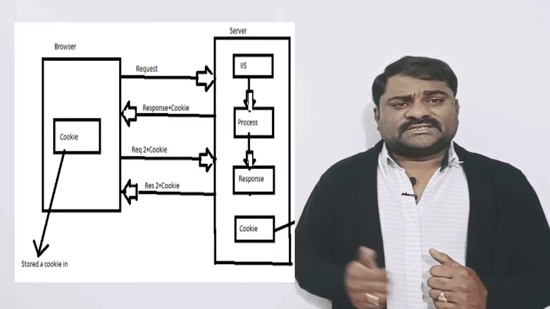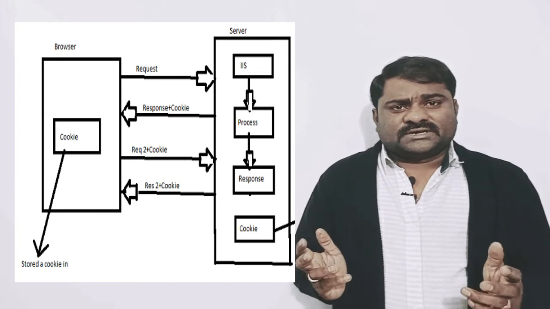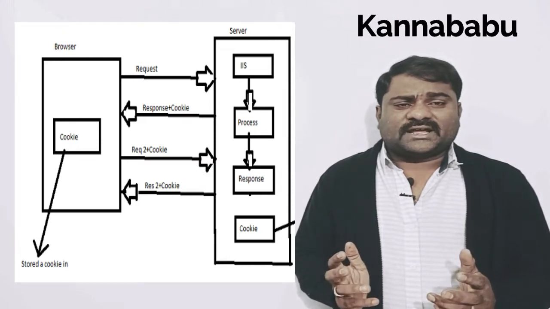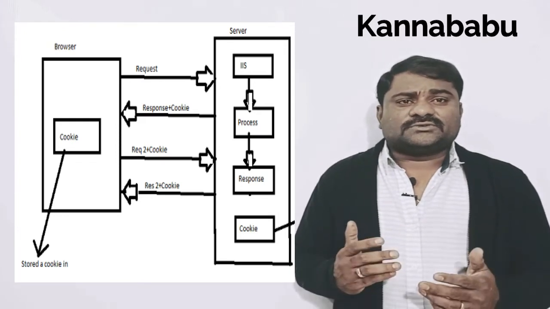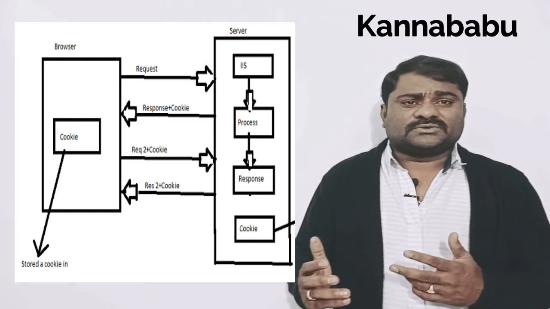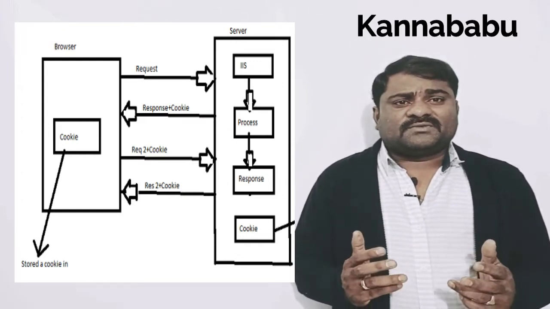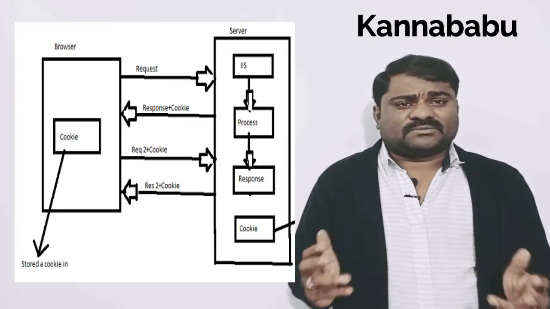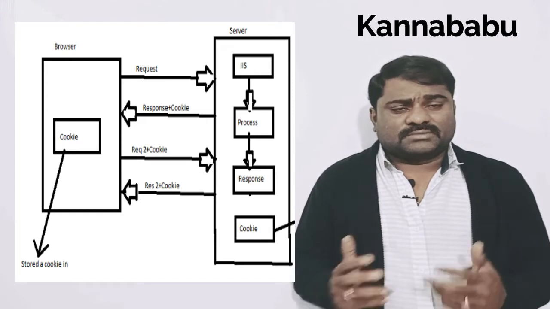Whenever the client sends a request, the web server will accept the request, process it and generate the response. Apart from that, a cookie is created on the server, and along with the response, the cookie will travel to the browser. Whenever the client sends the second request, along with request 2, the cookie will travel to the server. Along with response 2, the cookie will again travel to the browser. So between multiple client requests and responses, the cookie travels between client and server, and finally the cookie is stored in the browser in plain text format. So where is the cookie created? Server. Where is the cookie stored? Browser.